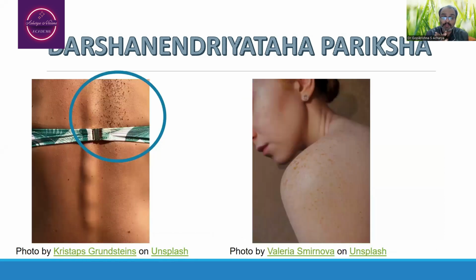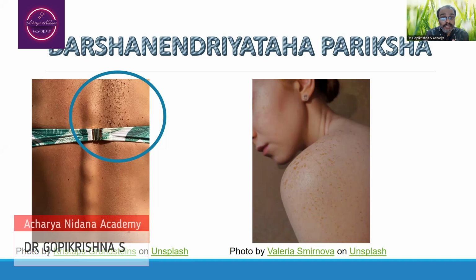Let us have one more example. In the extreme left image, you can see the discoloration, etc., of the skin. Of course, it is of the small variety, in a small area of the skin. This is analyzed by Darshanendriya. Whereas the right image is showing the rukshata of the skin in almost all parts of the body except the face. This indication can be made by Darshanendriya itself.